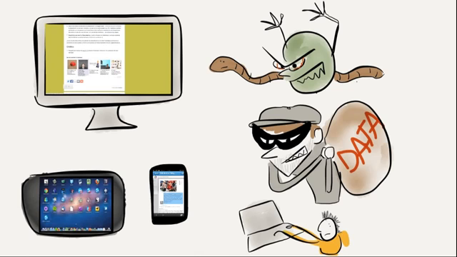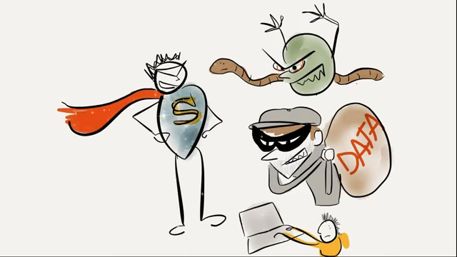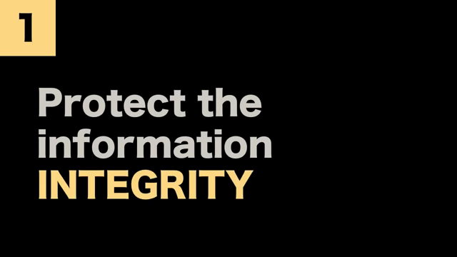Total security is impossible, we know that. But if we learn some basics about computer security, we can protect ourselves better from possible attacks. Let's see the main 4 principles of computer security that help us to be safer. First principle, protect information integrity.